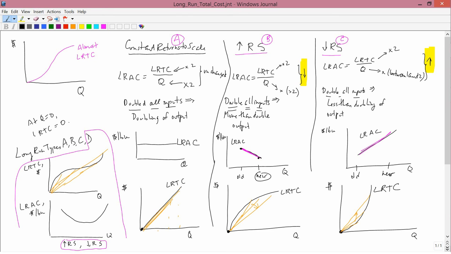We need to demonstrate now that any one of these long-run cost curves could have been derived from a short-run cost curve, either from type 1 or from type 2 in the short run. In other words, there are 8 cases, A, B, C, and D with type 1, and A, B, C, and D with type 2. And that demonstration is what we'll start next.